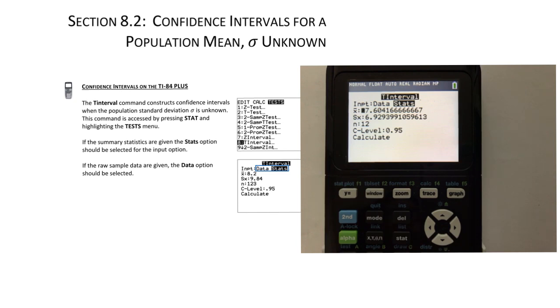So x bar is 8.2 in our previous example, s is 9.84, n is 123, and the confidence level is 95%, so 0.95. Okay, then highlight calculate and press enter. If you round this value to 2 decimal places, it will match the answer we found without using the calculator.